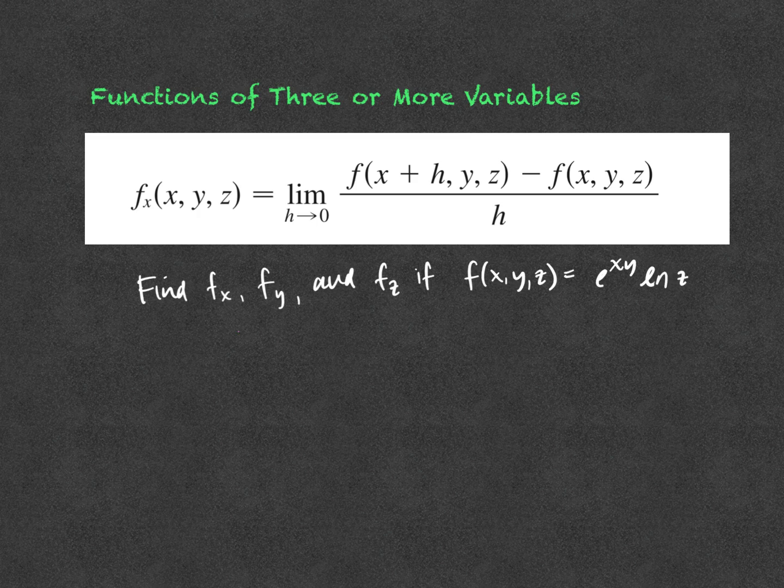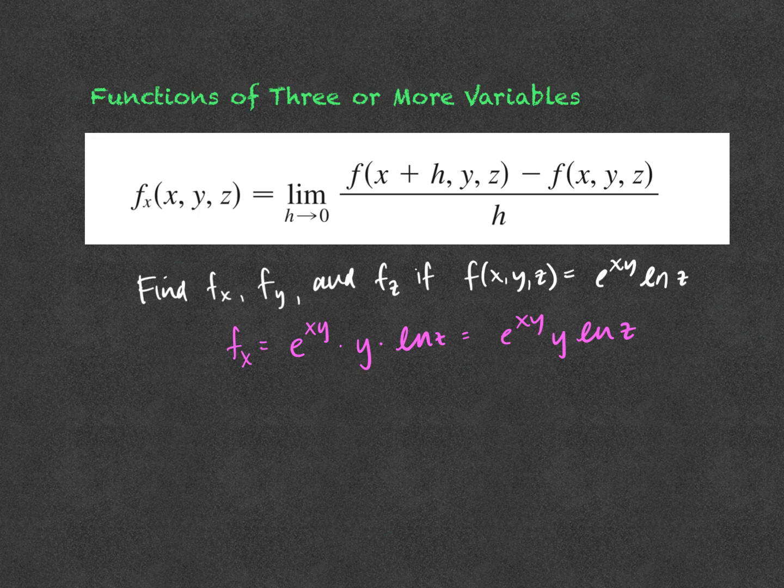So the partial with respect to x says that x is my variable. Remember that y and z are both constants. So when you take the derivative with respect to x of e to the something, you get e to the something. And the derivative of the something is just y, because y is a constant. So y times x, the derivative is y. And then we keep the ln of z. So we end up with e to the xy times y ln of z.